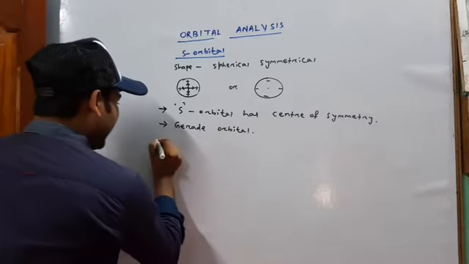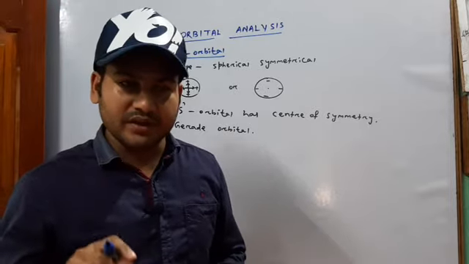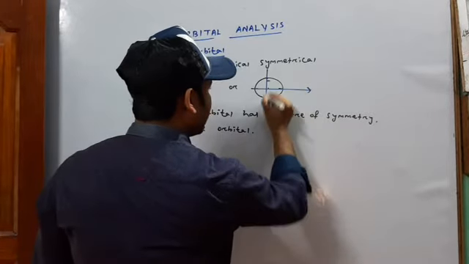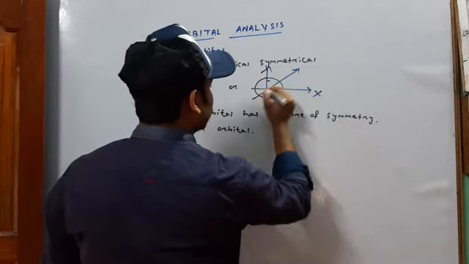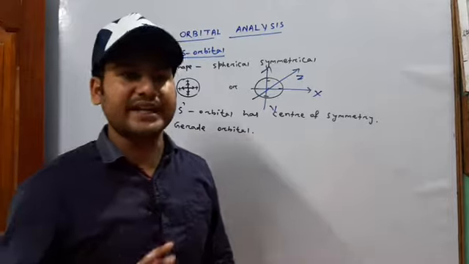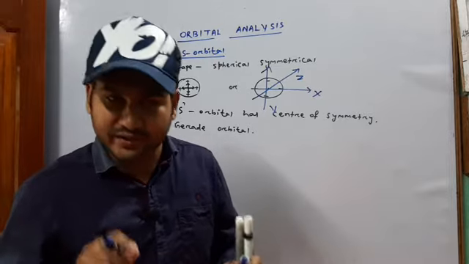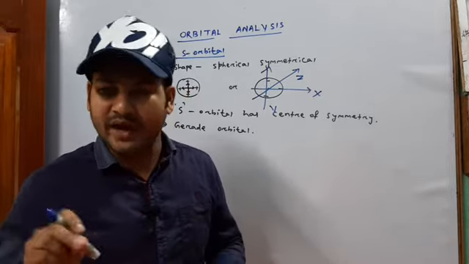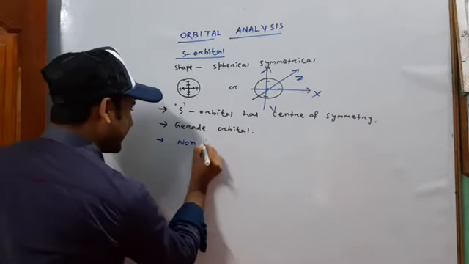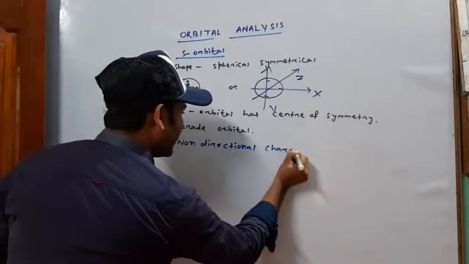Now another point: the s orbital is present along the x-axis, y-axis and z-axis. This is x, y and also the z-axis. That means the s orbital has no particular direction, because it has x, y and z axes, and hence the s orbital has non-directional character.